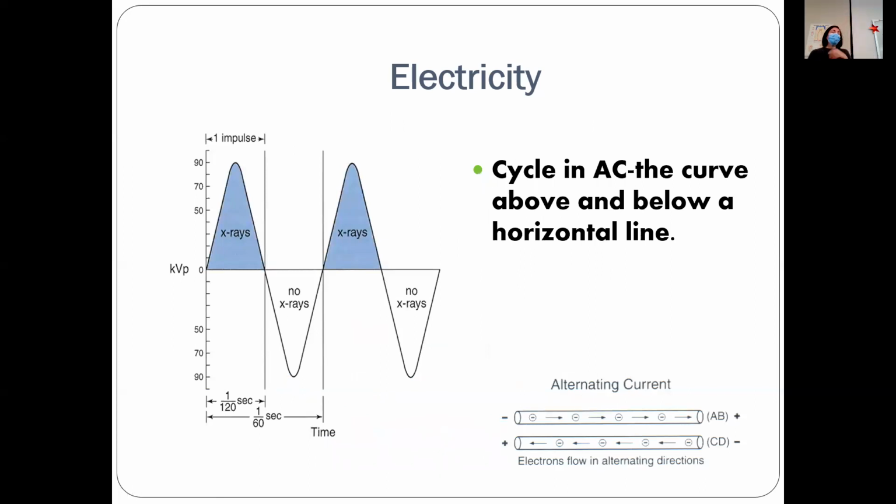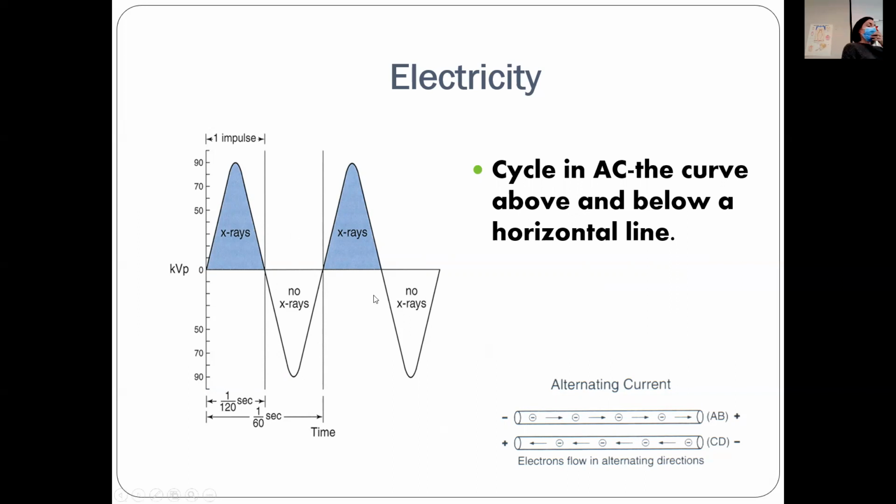So X-rays are only produced in one direction. And we know that because we know where the electron cloud happens, right? It happens over on the negative side, and then the electrons fly over to the positive. So X-rays are only going to be produced during that cycle when the electricity is flowing negative to positive. Because it is alternating current, negative to positive, positive to negative, there's going to be a time when X-rays are not going to be produced.